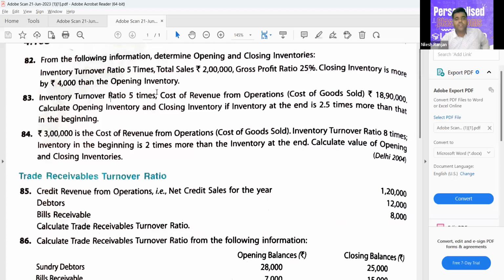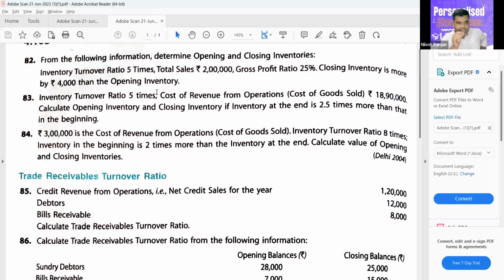Now, trade receivable turnover ratio. The next ratio is trade receivable turnover ratio. I told you in the previous class that trade receivable includes two things. Which are those two things? Debtors and bills receivable. Very good. So trade receivable includes debtors and bills receivable.